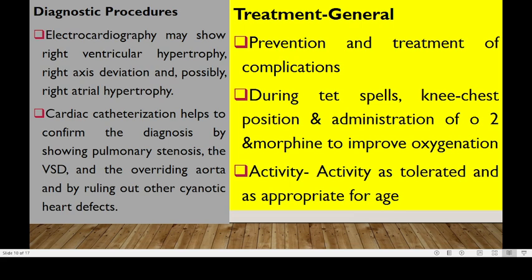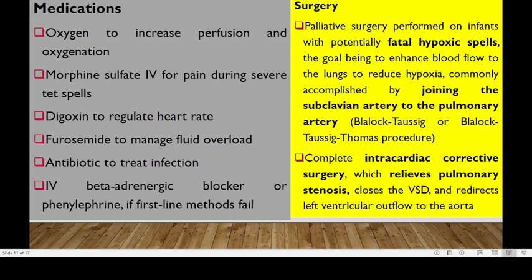In terms of activity, we could encourage activity as tolerated, and that should be appropriate for the age of the child. In terms of medication, we could give oxygen just to increase perfusion and oxygenation, along with morphine sulfate IV for pain during severe TET spells, and also you could give digoxin just to regulate heart rate. Of course, remember digoxin is a cardiac glycoside.